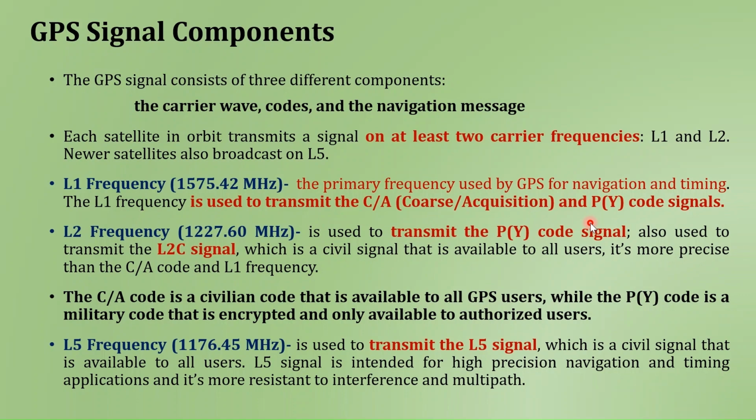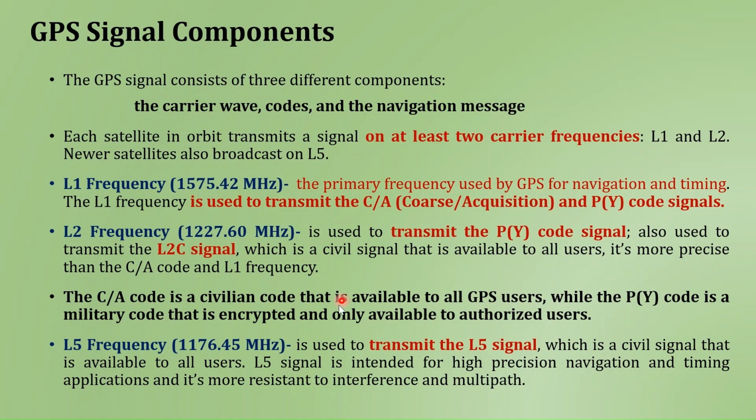So this PY code is mainly for military purposes. Then next is the L5 frequency, which is used to transmit the L5 signal and is also a civil signal which is available to all users. And this L5 signal is intended for high precision navigation and timing applications and is more resistant to interference and multipath.